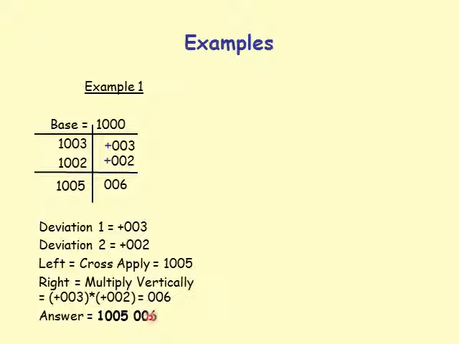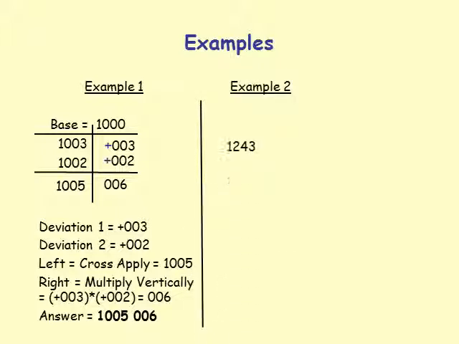So the answer is 1005006. When the number of digits on the right is equal to the number of zeros in the base and the right part is positive, we don't have to do base times the left part plus the right part. We can just put the two numbers together. Left is 1005, right is 006, and the answer is 1005006. Okay, let's do another example.